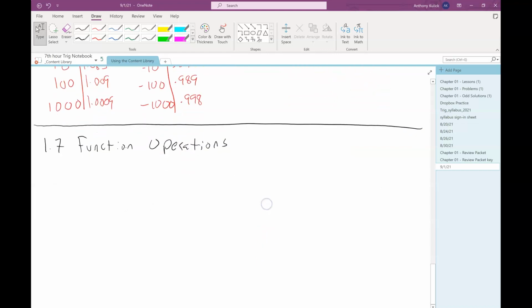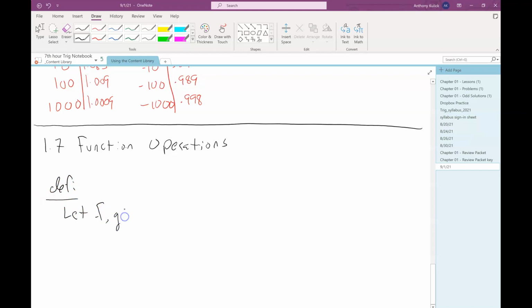So, function operations. This section is a little bit lengthy, but the plan is to try to get this all done today. We're going to start by defining the 4 fundamental operations: addition, subtraction, multiplication, division on functions. So we'll start with our definition.